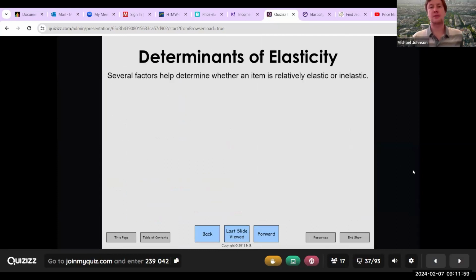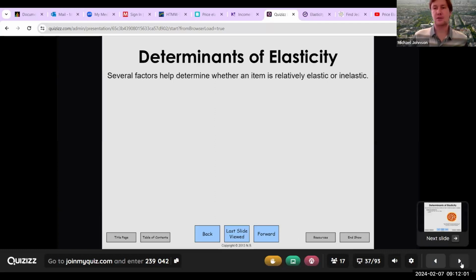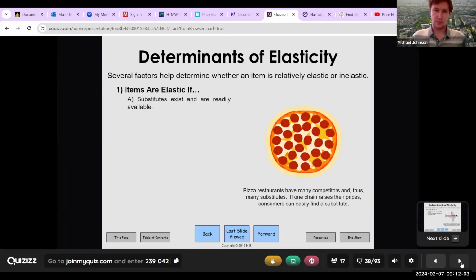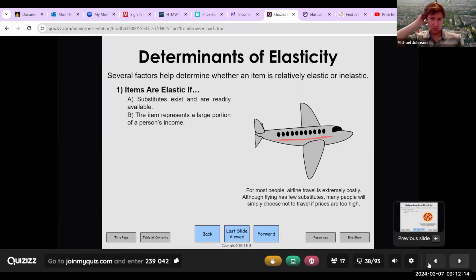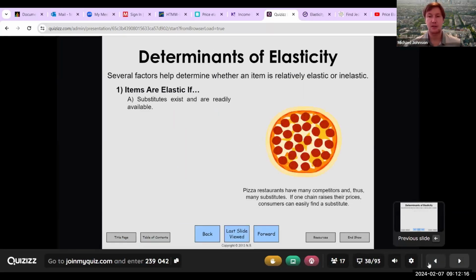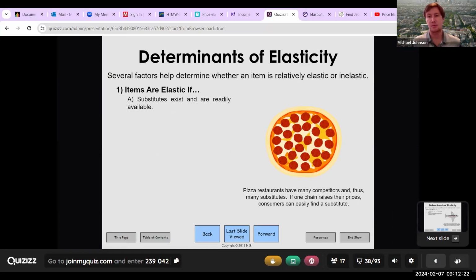So several factors help determine whether an item is relatively elastic or inelastic. Items are elastic if substitutes exist and are readily available. So if there's a lot of substitutes, it's going to be elastic. For example, pizza restaurants have many competitors and thus many substitutes. If one chain raises their prices, consumers can easily find a substitute. So they'll switch to the substitute if the prices become more expensive for one pizza restaurant.